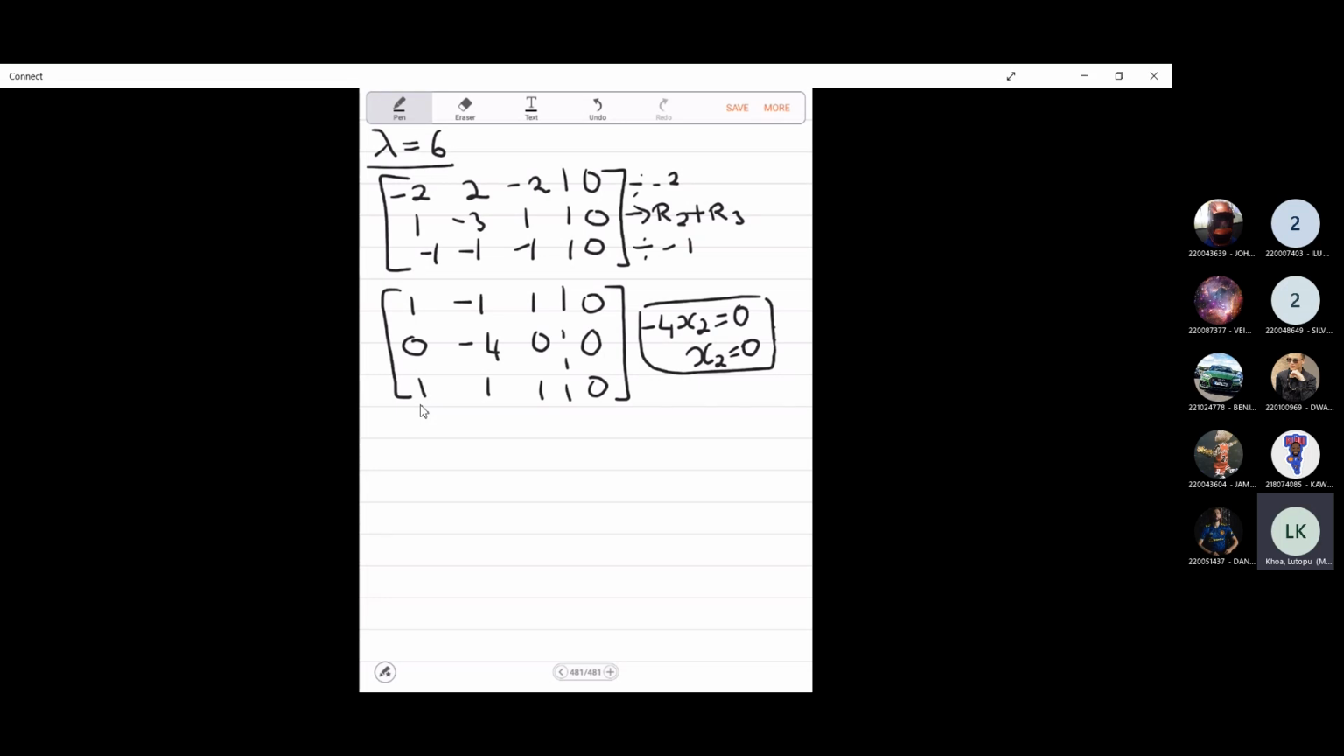So I can say row 3 minus row 1. And then this second row also just divided by -4. Okay, so I have 1, -1, 1, 0. I have 0, 1, 0, 0. Then row 3 minus this one, so it's 1 minus 1, which is 0. 1 minus -1, which is 2.